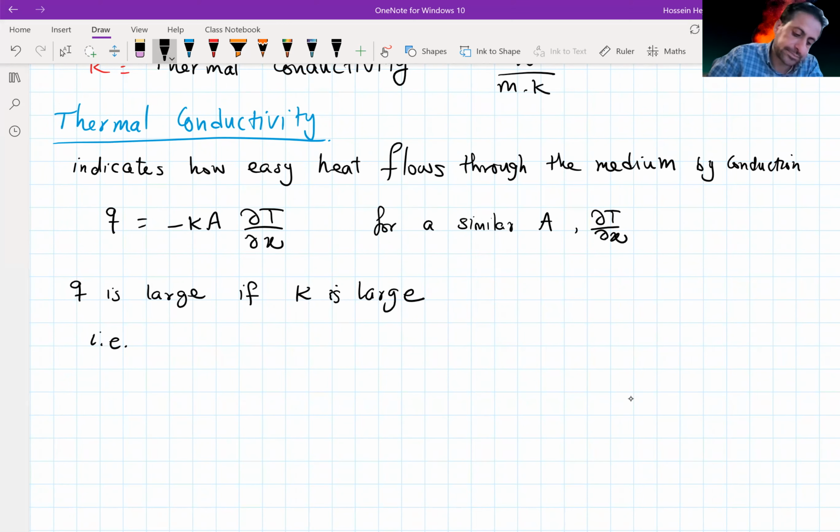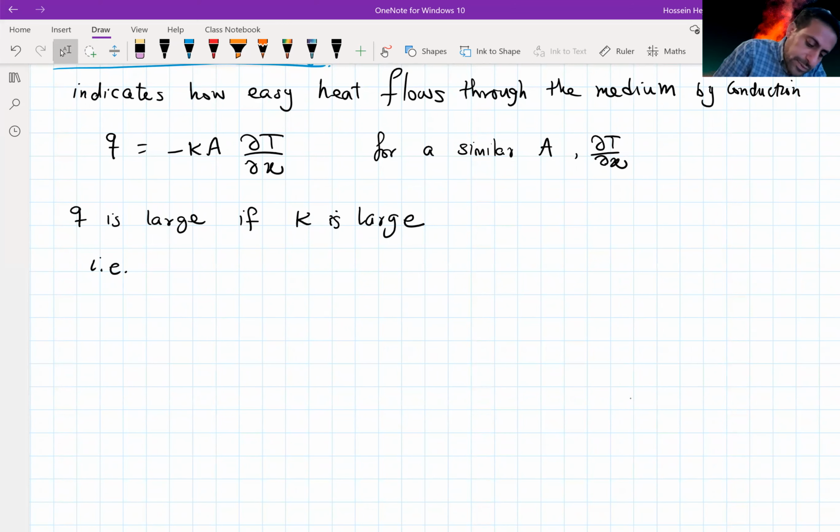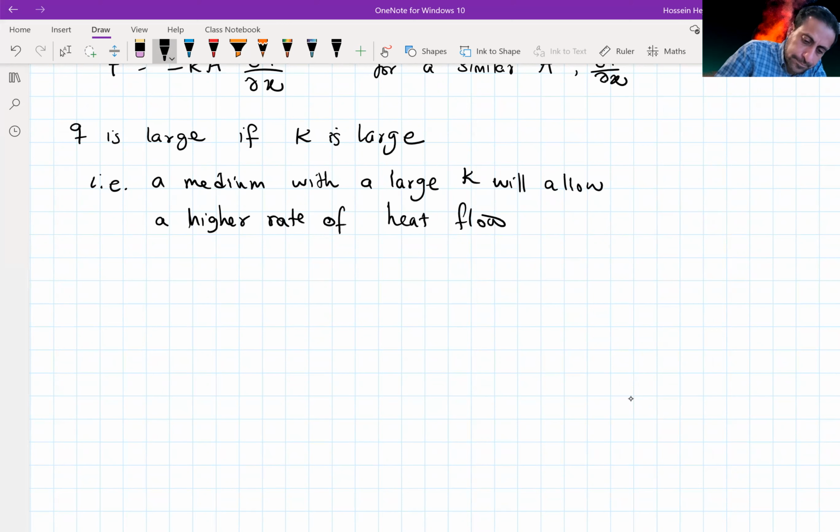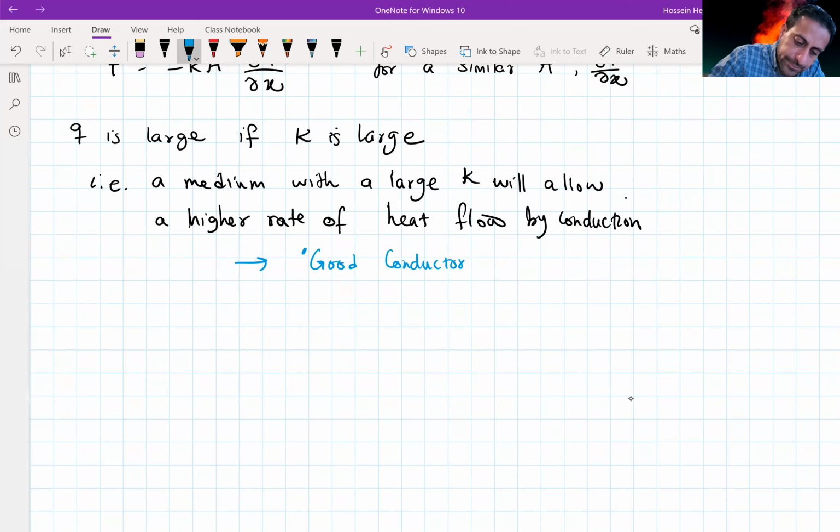Or in other words, what we can say here is that if a medium has a large thermal conductivity, it allows a higher rate of heat flow by conduction, or what we refer to as that medium, that solid or that material, as a good conductor or poor insulator.